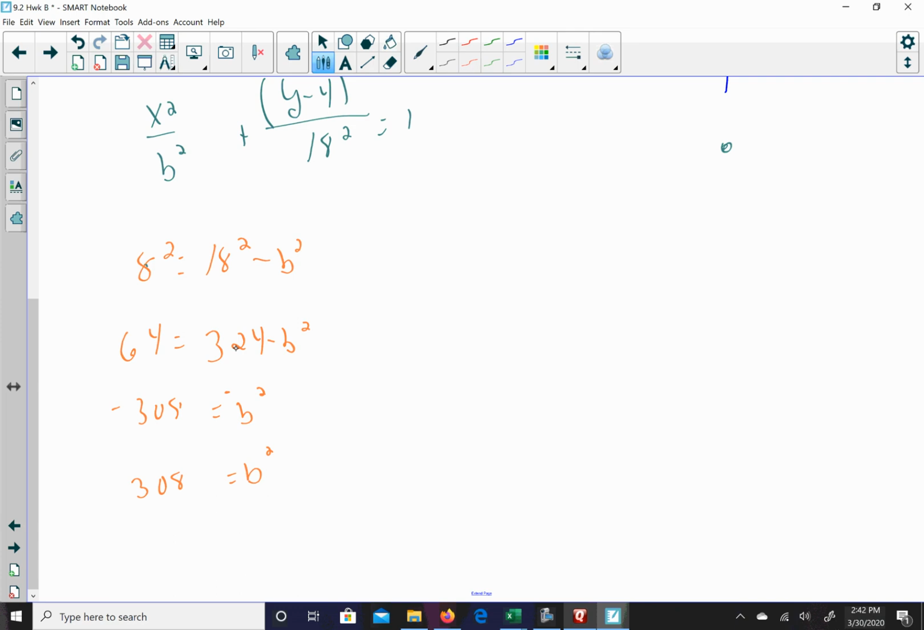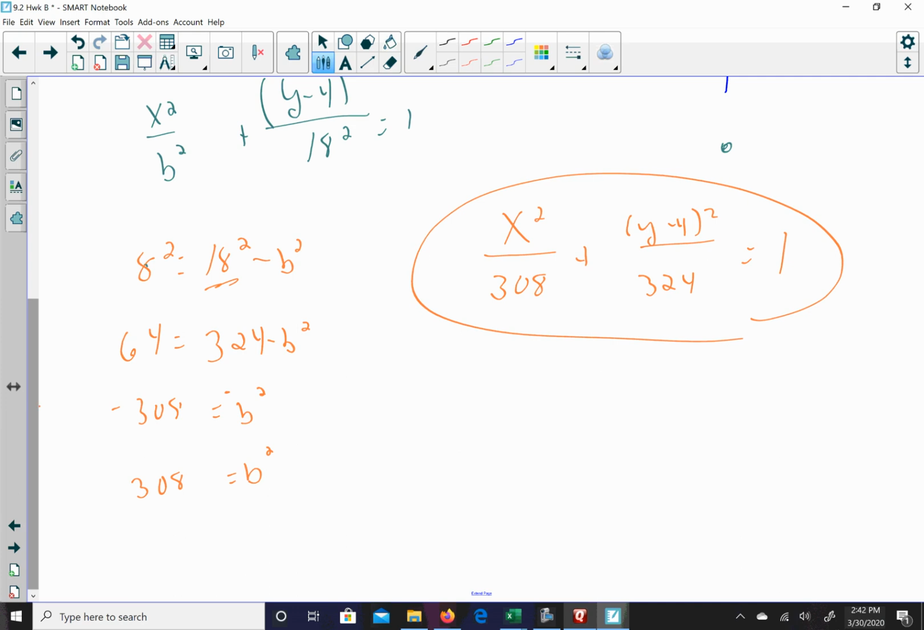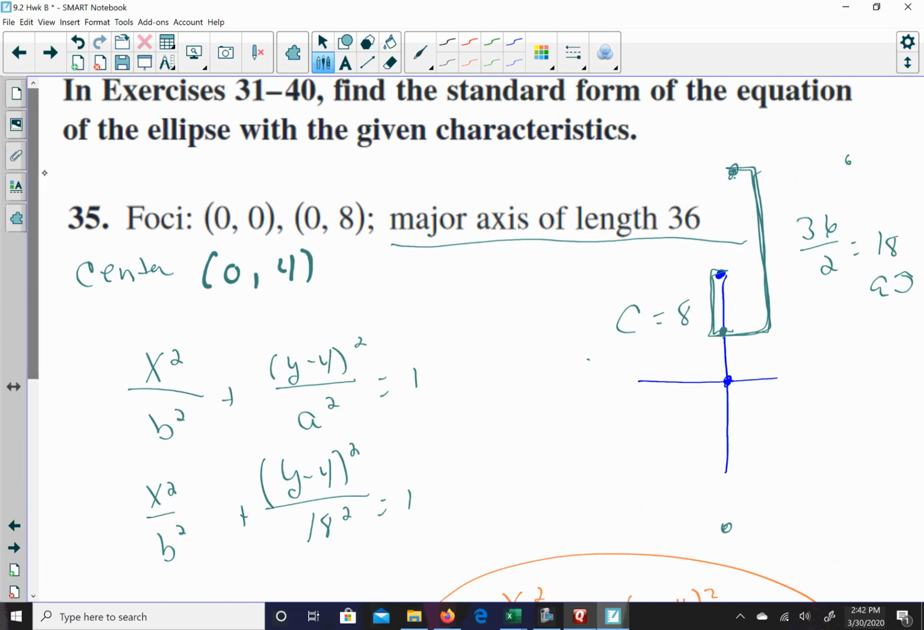And it should always be positive, because a is always the largest one, so it has to be positive. So I'm going to have x squared over 308 plus (y minus 4) squared over 324 is equal to 1. And that's this equation in standard form, and that's all they wanted me to give them. Okay, moving on to the next one.